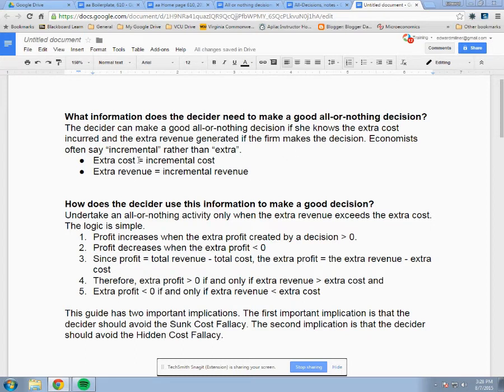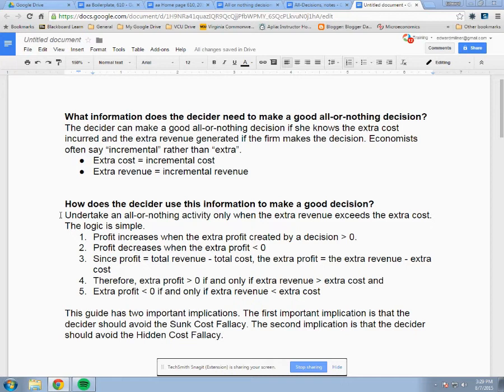Now, these numbers might be negative. For example, if you decide to cease producing a product, the extra cost that the firm incurs will be negative, but also the extra revenue will be negative because it has fewer employees and less sales. The logic of what we're going to talk about from here on doesn't matter whether it's positive or negative. The analysis is identical. The way a decider could use this information to make a good decision is to compare the magnitude of the extra revenue with the magnitude of the extra cost.